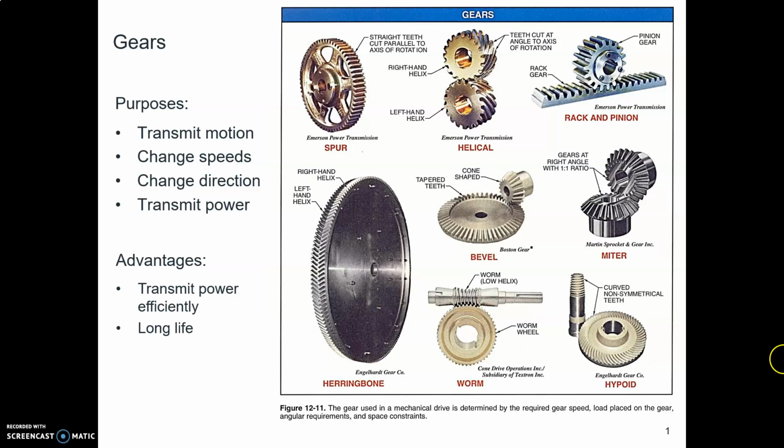They can change direction, as you see here in these two miter gears. And they can transmit power because they're made of metal teeth. They do that efficiently. And another advantage of gears, while they are expensive, they last a long time. They have a long life.